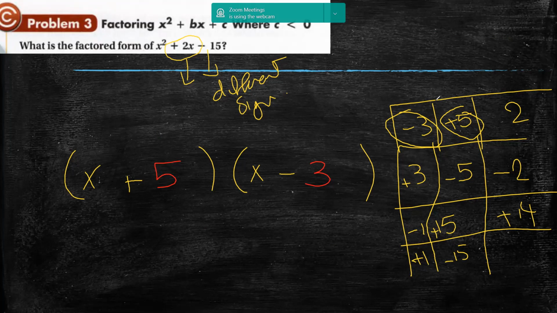So the steps are: open two brackets, write the variables for them, write all the pairs of factors that if you multiply them, you get negative or positive 15, then add the factors. If the c is positive, they have to be the same sign, and if the c is negative, they have to be different signs.